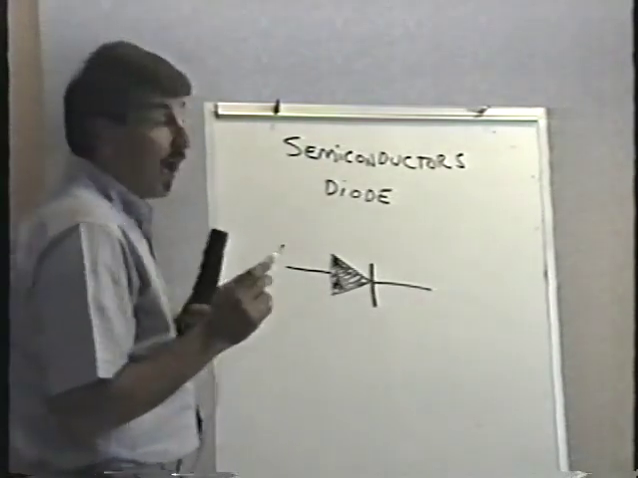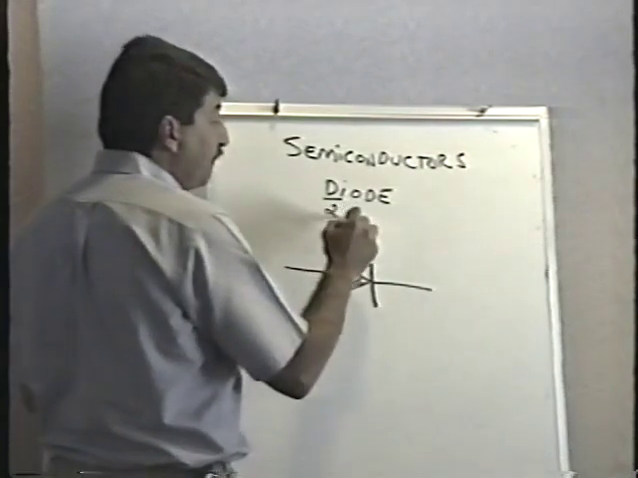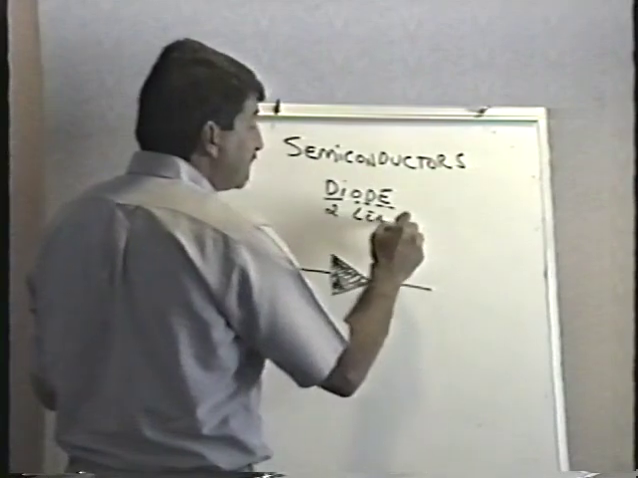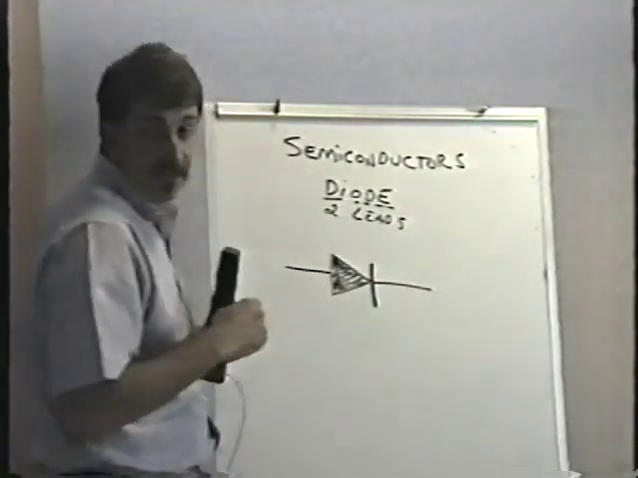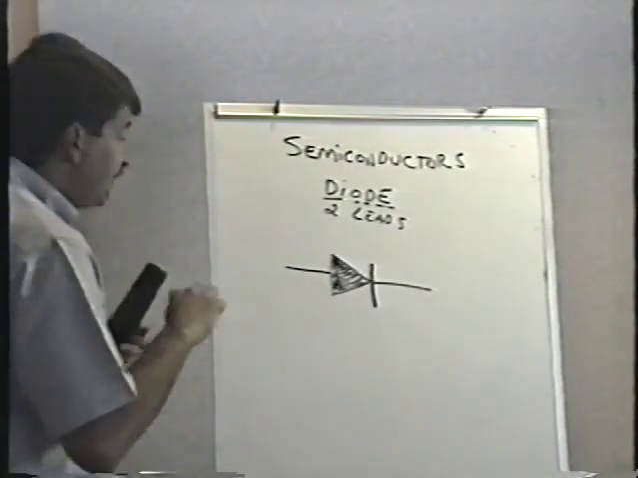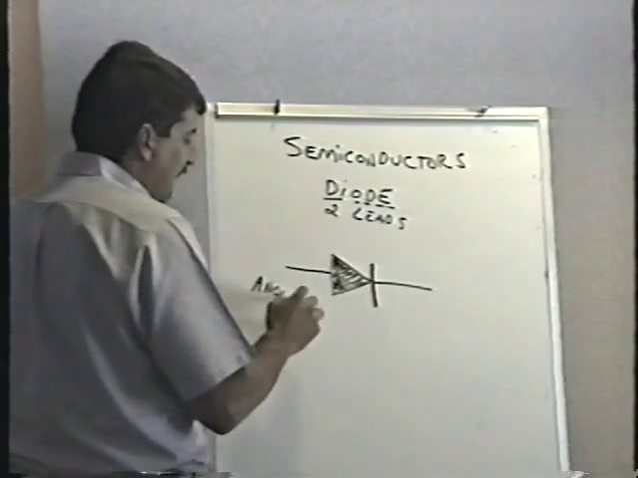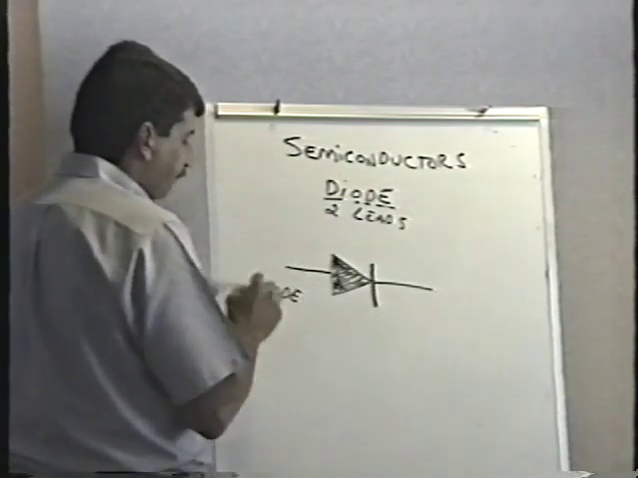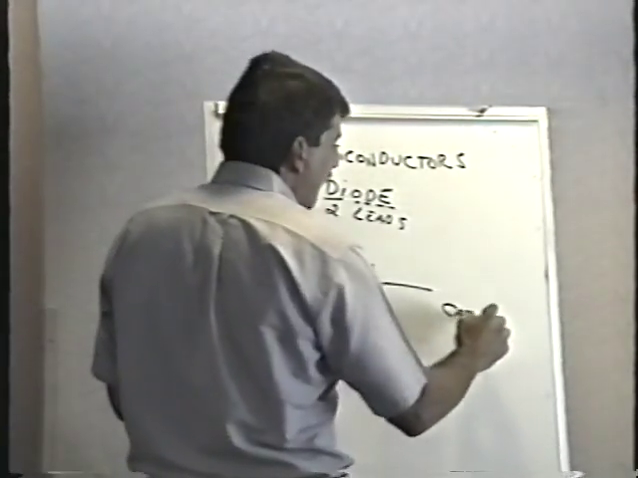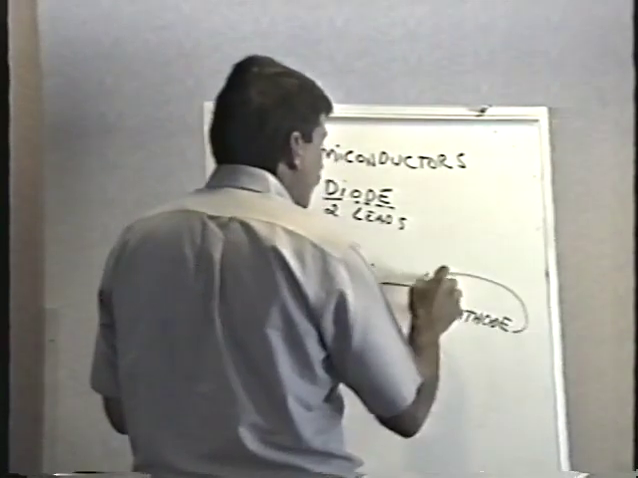The name diode comes from the Greek word di, meaning two, and ode, like electrode, two leads. A diode is simply a semiconductor that has two leads. And we have names for these two leads. The lead on the left is called the anode, A-N-O-D-E. And the lead on the right is called the cathode, C-A-T-H-O-D-E, the anode and the cathode.